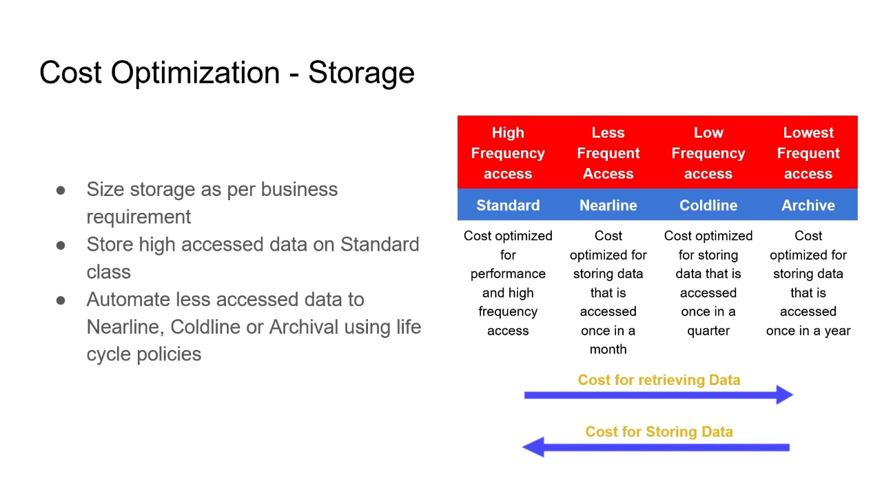From the storage perspective, there are various classes of storage provided by cloud providers. Google provides Standard, Nearline, Coldline, and Archival storage classes. The use case and cost for each of them varies. So proper lifecycle policies need to be created to make sure cost is optimized from the storage perspective.